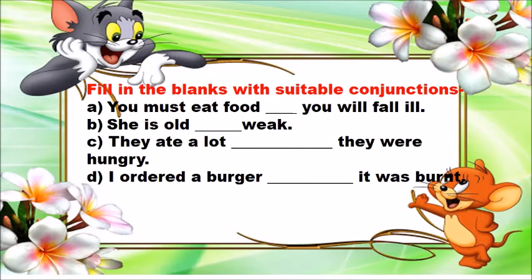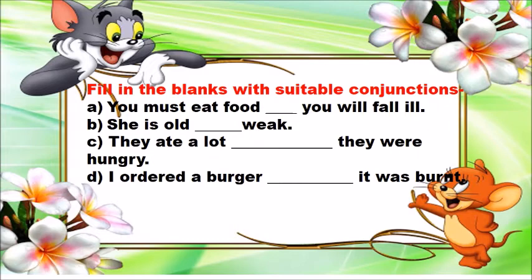Okay, students. Now let us see this slide. It is fill in the blanks with a suitable conjunction. We will do a revision of the four basic conjunctions that we have done. You can do the fill in the blanks in your English notebook. First, you must eat food dash you will fall ill. So in this sentence, they are telling you how important it is to eat food, otherwise you will fall ill. If we do not have food, it will make us fall ill.